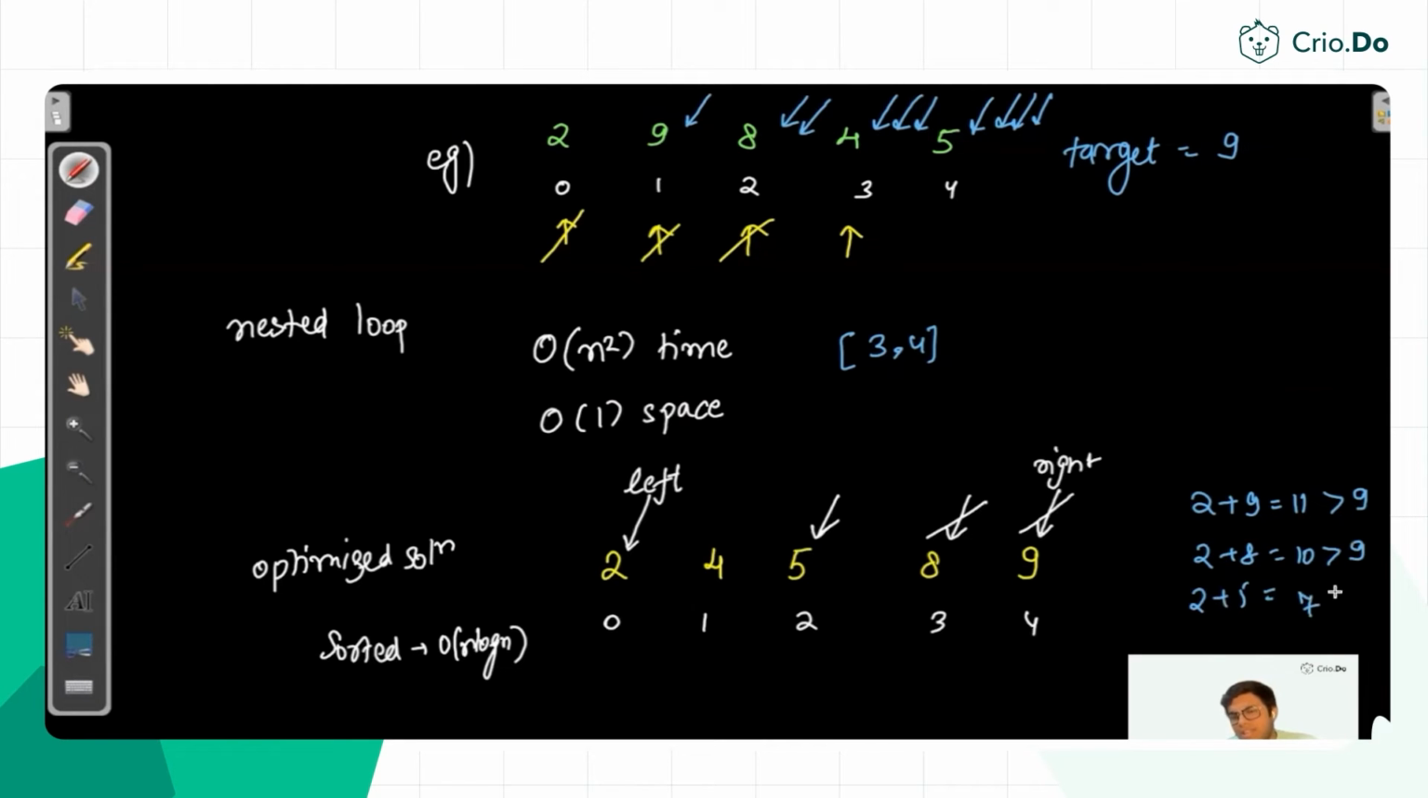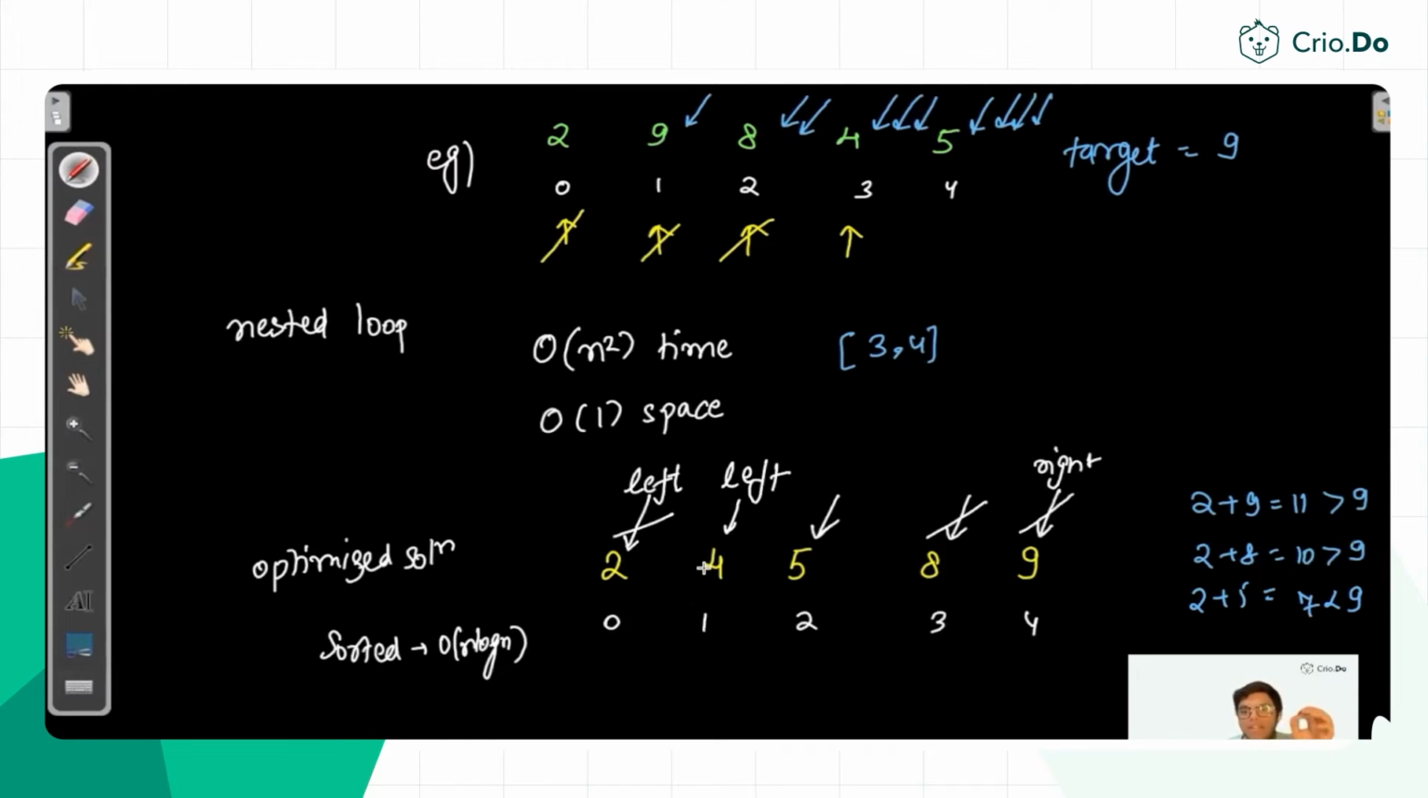Okay, what to do with 7? 7 is smaller than 9. I want the sum 9. In order to make the sum 9, should I form the pair 5 comma 4 or 2 comma 4? Obviously, the better sum will be 5 comma 4. That is, I have to discard 2. To increase the sum, I have to discard the smaller value and go to a bigger value. Then only the sum will increase. So how can I discard the smaller value? I can make the left pointer go to the next index, that is, left pointer plus plus.